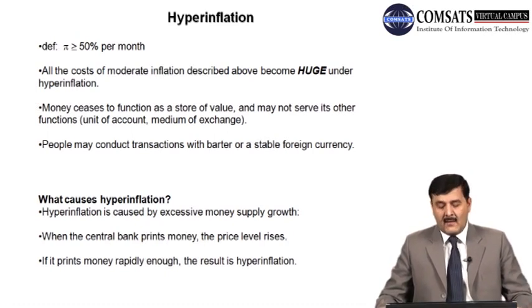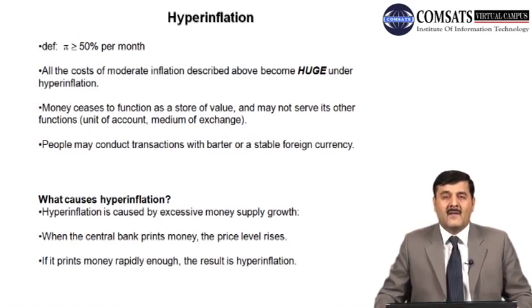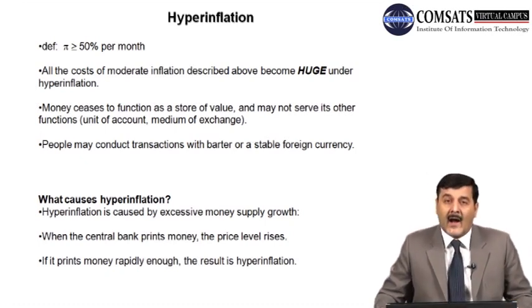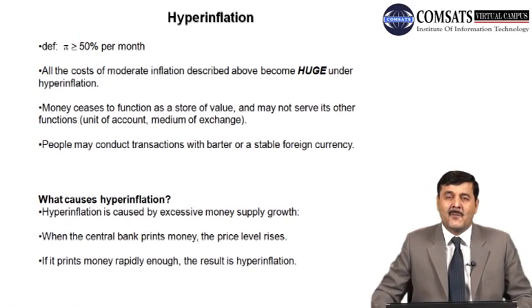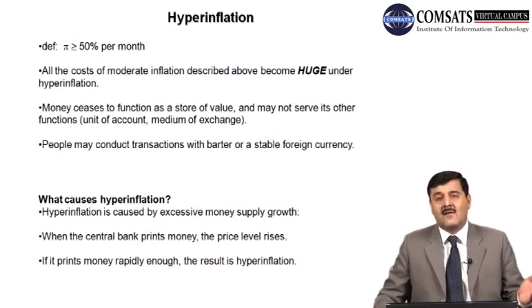So when the central bank prints money, the price level rises. If it prints money rapidly enough, the result is hyperinflation. So this is not a good situation. If you continue printing more, this will lead towards hyperinflation, inflation will be greater than or equal to 50%, and in that case money will cease its function. Then you have to make transactions with the help of the barter system. I told you about the barter system. Later, in the lectures on the open economy, we will discuss that the barter system was a system in ancient times in which people exchanged goods with other goods, and made transactions with the help of barter.